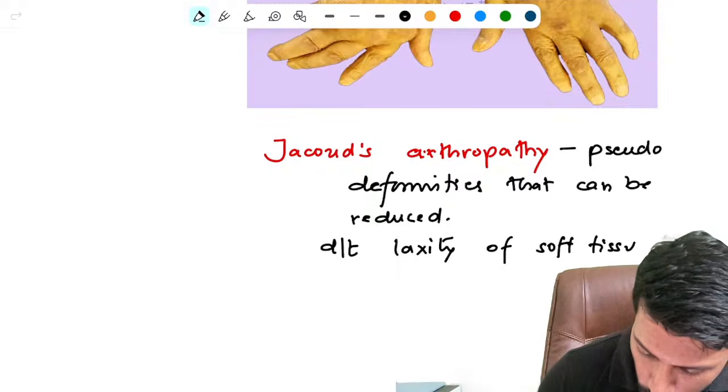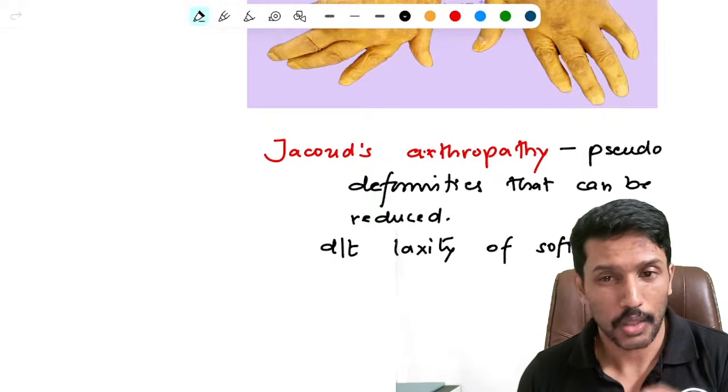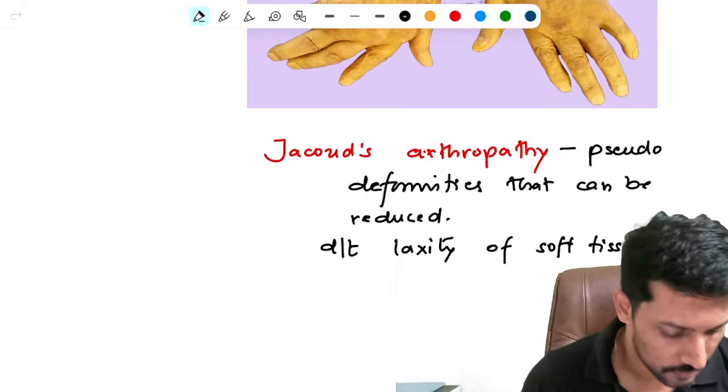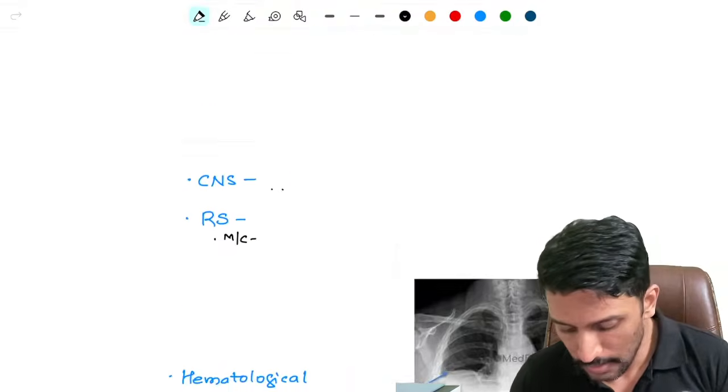In these patients, there is no true erosion of the joint surfaces. In rheumatoid arthritis, there is erosion of joint surfaces and there is pannus formation. You don't get it here. Faizan, absolutely right. These are non-erosive.